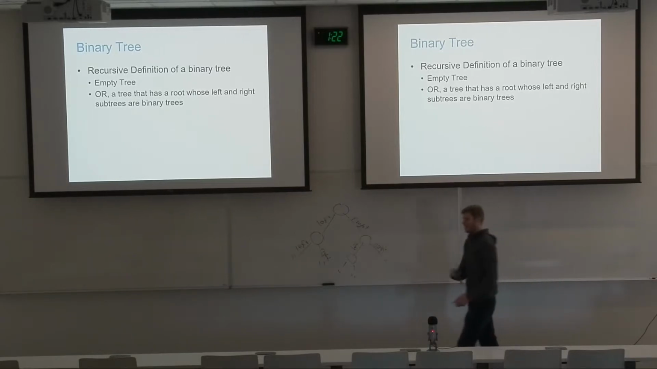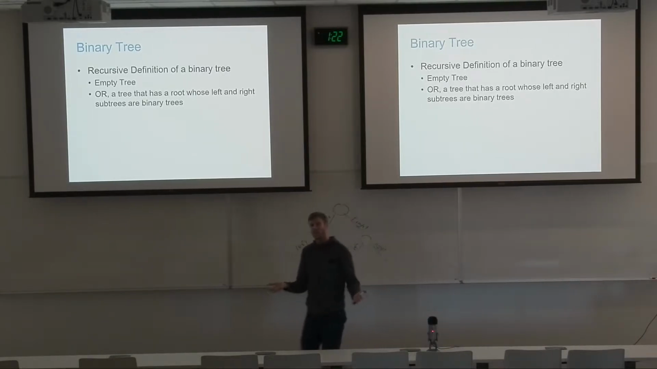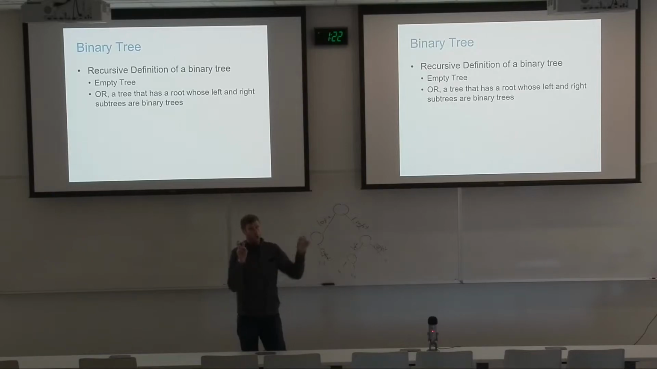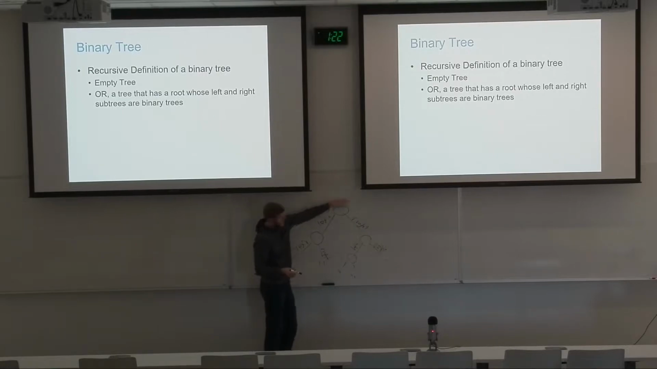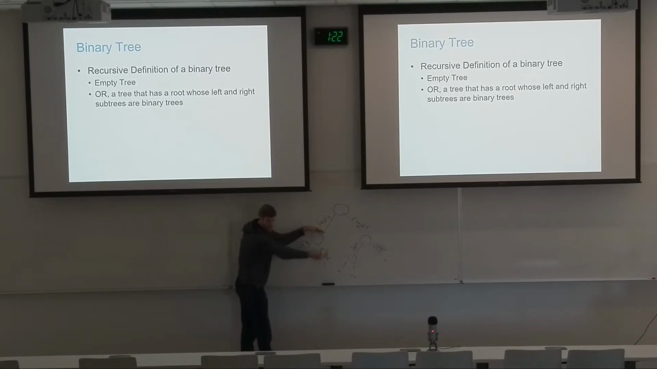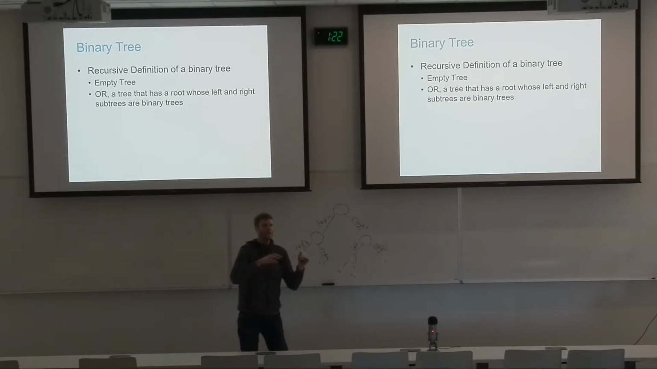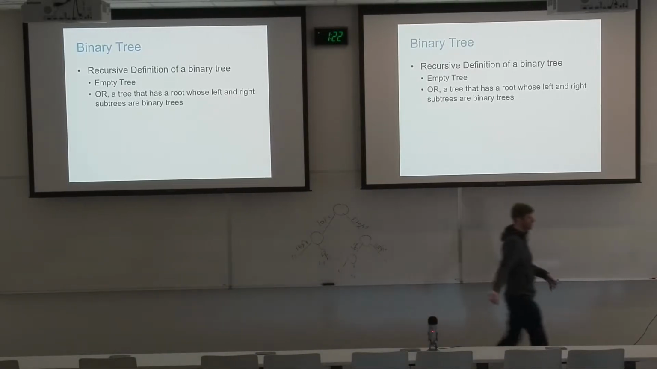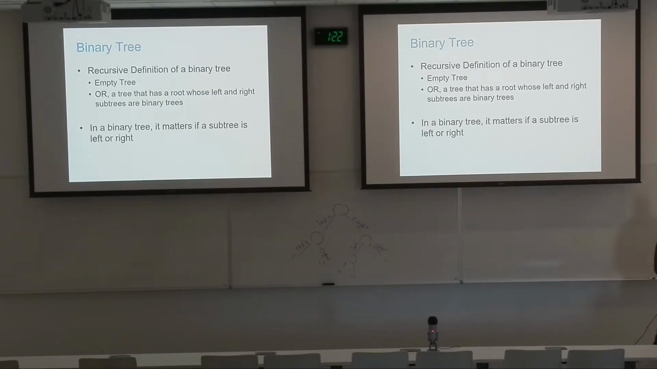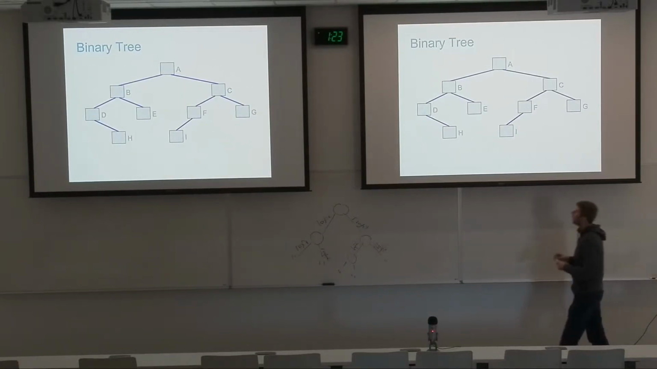We're lucky. It's either nothingness is a binary tree, or a root, which is the top of some tree. Remember, this is the root of the whole tree. This is the root of this subtree. So, it's either an empty tree or a root with a left and right subtree that are also binary trees. And that follows through on that example. So in a binary tree, it does matter which is left and which is right. It's positional.